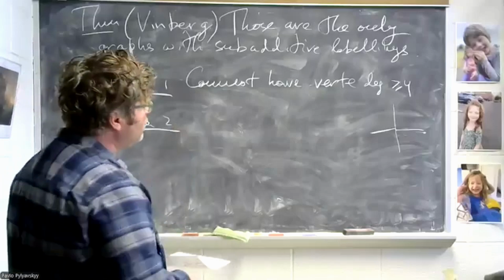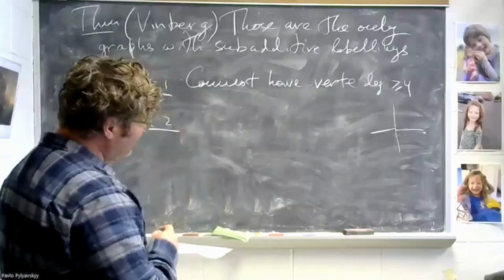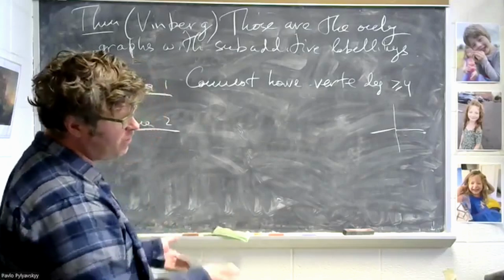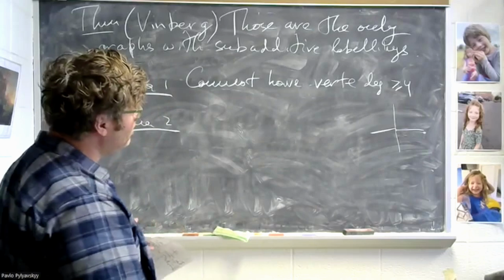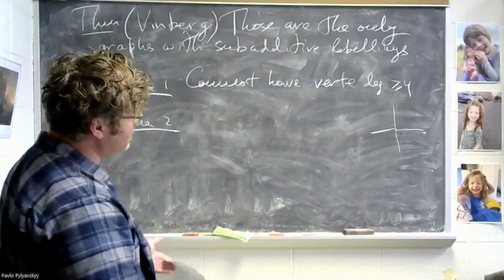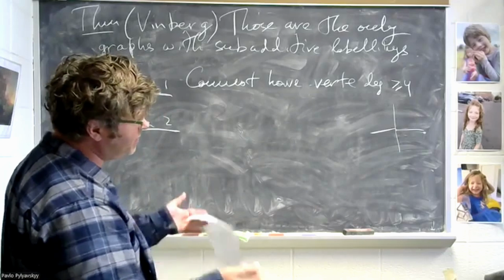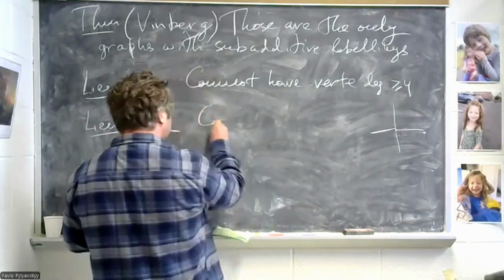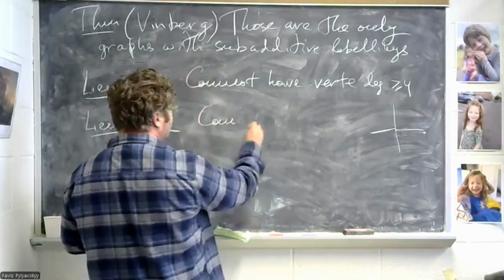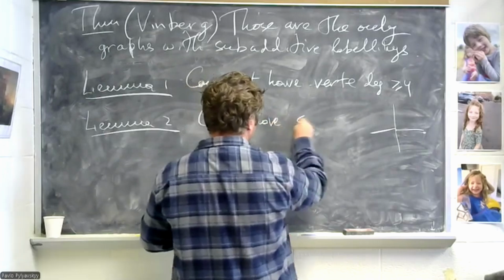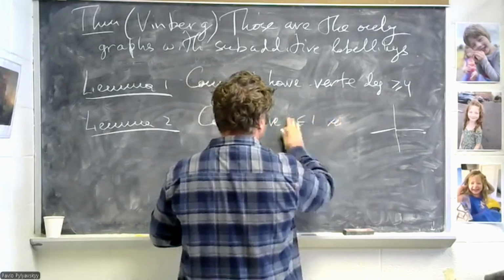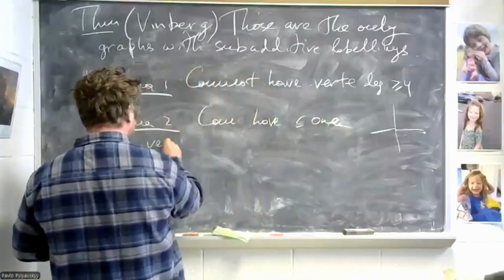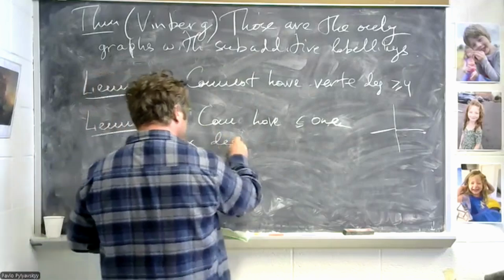Okay, so now we know we don't have vertices of degree 4 or more. If you have only vertices of degree 2 or less, then you have a path or a cycle. So that's easy. The only interesting remaining thing is what if there are some vertices of degree 3? And the second lemma says we can have at most one vertex of degree 3.